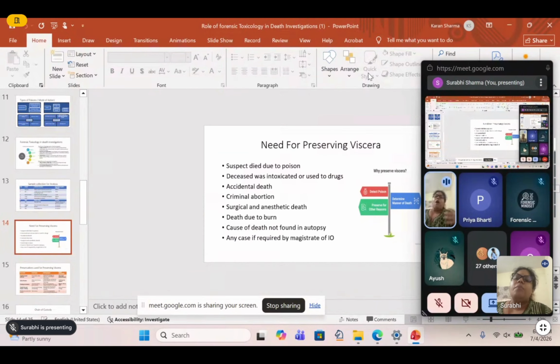To tell how the person might have died, to tell if the deceased was intoxicated, or died due to use of drugs, whether the death was accidental, or it was a criminal abortifacient. In all these cases we need to preserve the viscera, because this is going to go to the lab, and as we know we have many pendencies in our lab. So visceral organs need to be preserved and kept safely for analysis as per the cases.